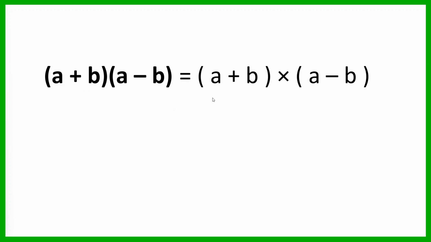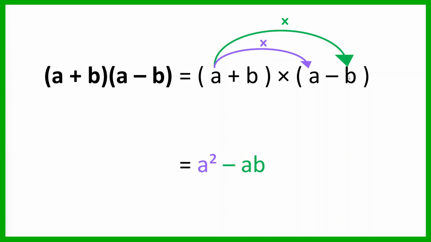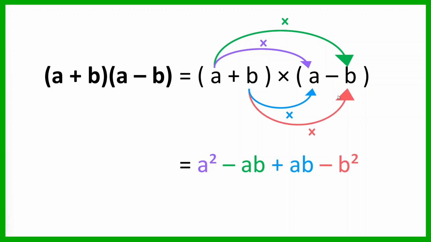So first I'm going to multiply my a and my a, like I do when I do normal multiplication of binomials. I multiply the first term by each term in the second bracket. So I have a times a is a squared, then a times negative b is negative ab. Then I go on to the second term that I'm going to multiply into my second set of brackets. So b times a is positive ab, and then b times negative b is negative b squared.